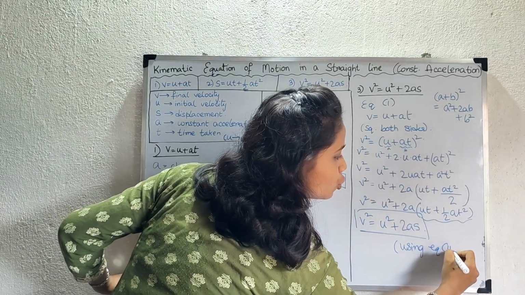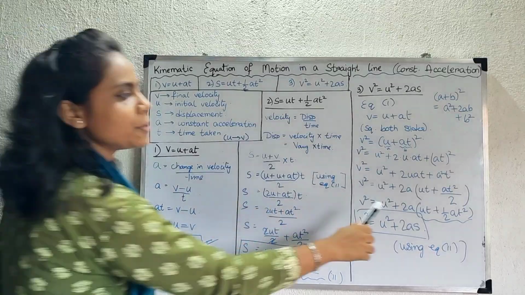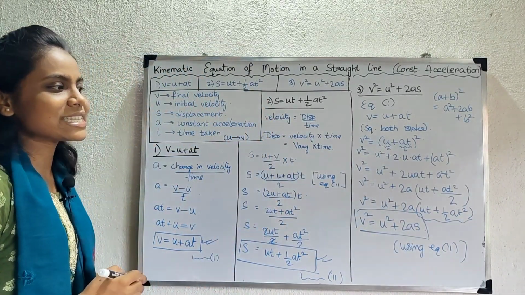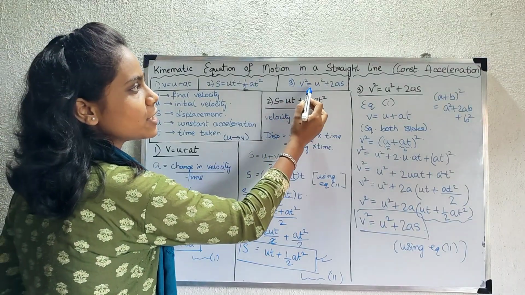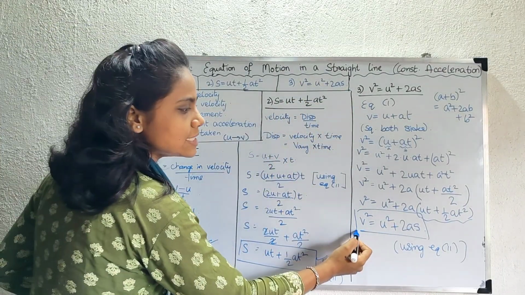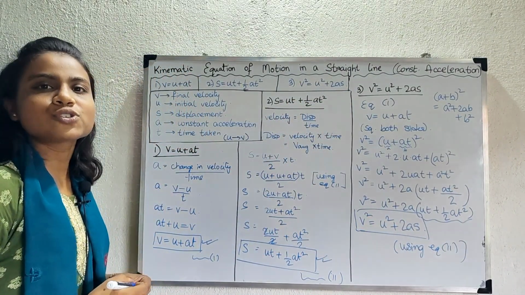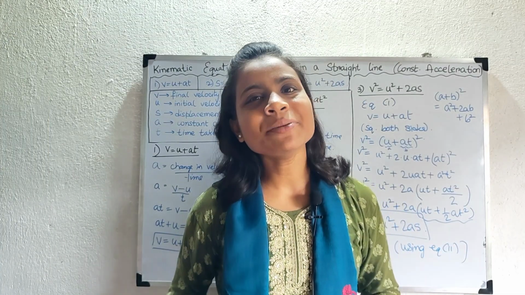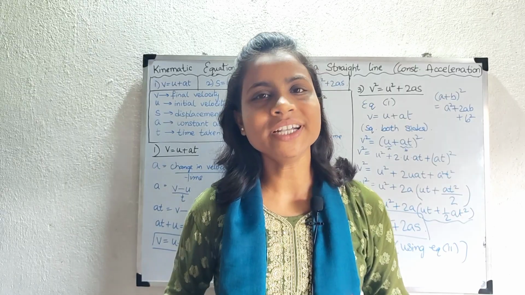We have written this as s using equation 2. In place of ut plus half at square, we have written s. So this is the third equation of motion, v square equals u square plus 2as, and hence it is proved. And this is how the three kinematic equations of motion have been derived.